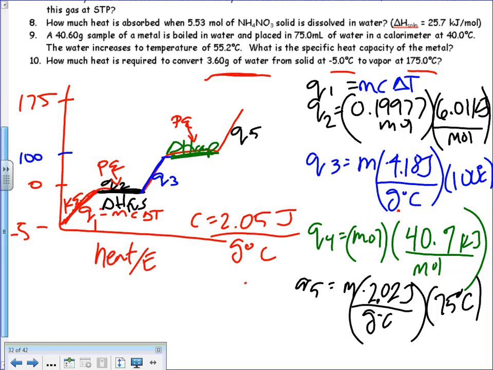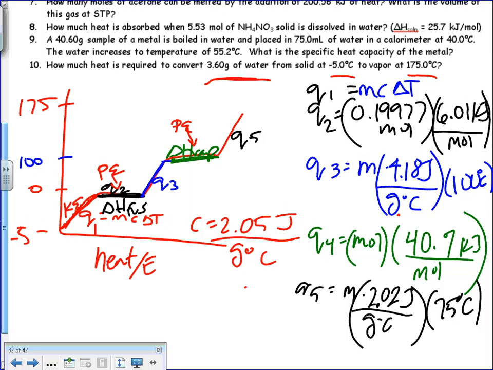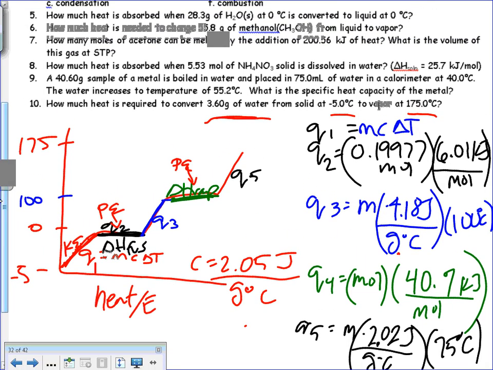Yeah, Nicole. So we're supposed to use the formula of Q equals moles times delta H fusion. Number 7: How many moles of acetone can be melted by the addition of heat? What was your question? Which equation do we have to use? Because I thought we had to use Q equals moles times delta H fusion.